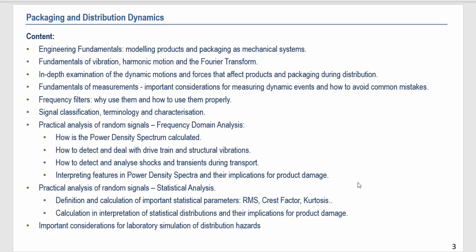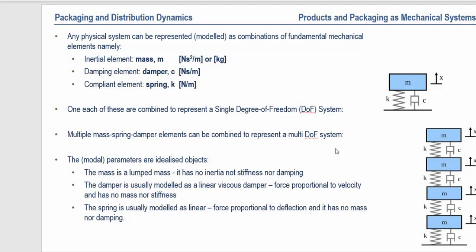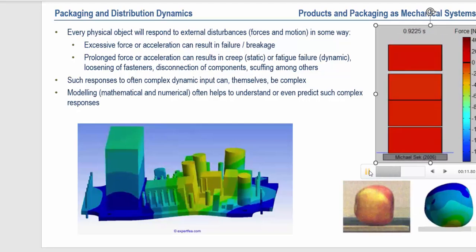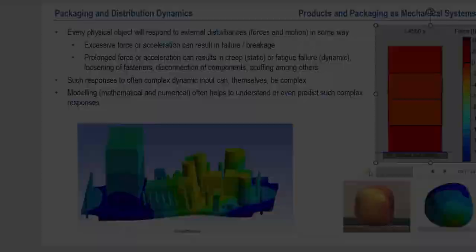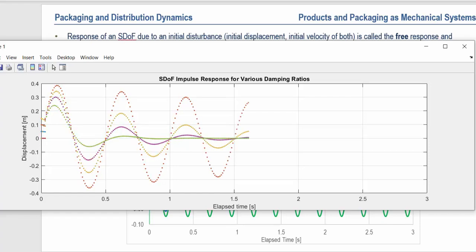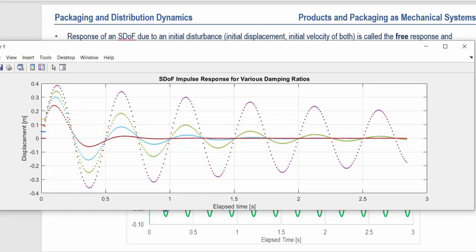We'll start off the course by looking at some engineering fundamentals, looking at how products and packaging systems can be modeled as mechanical systems. For instance, this animation uses these modeling techniques to predict not only the motion of a stack of boxes on a vibrating platform, but also enables us to calculate the contact forces between the boxes. Using these mathematical models can be very useful. For example, modeling packaging systems allow us to predict their response due to an impact for various material properties.